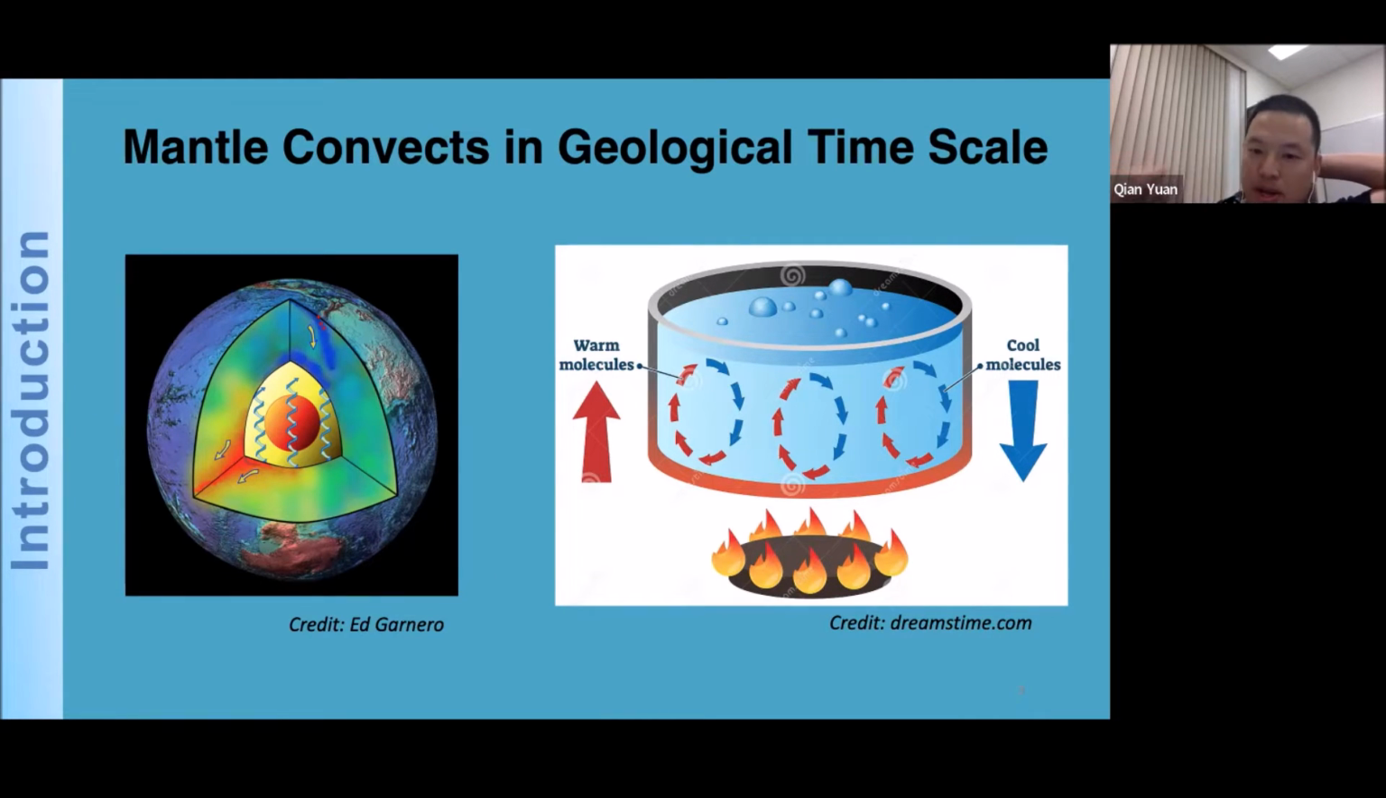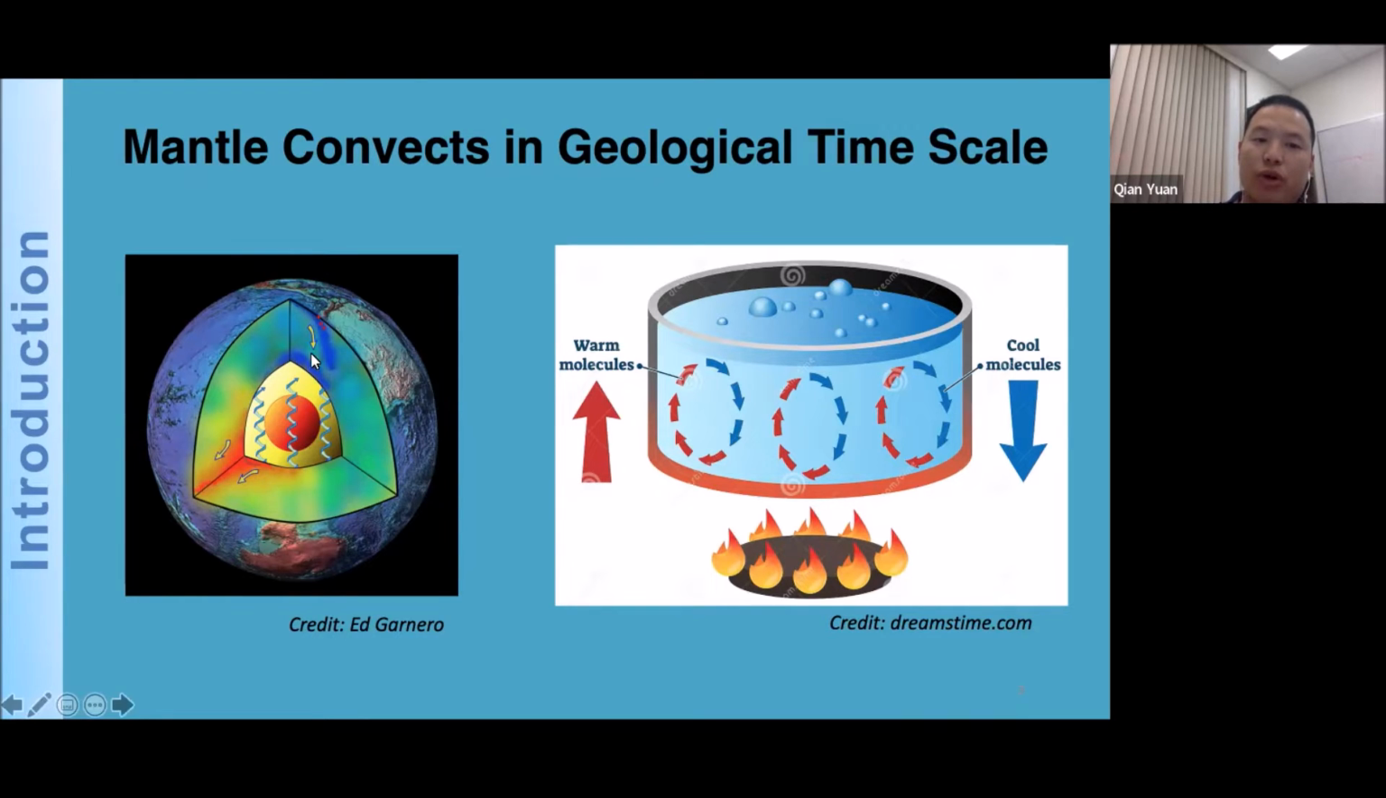So how? The principle is very similar to this cartoon I'm showing here. If you use fire to heat a tank of water, the bottom part will get hotter. When it gets hotter, the density decreases, so it tends to rise. But when it gets to the surface, it gets colder, and then it will sink down. So this is a cycle of upwelling and downwelling. This is very similar to the principle in mantle convection.